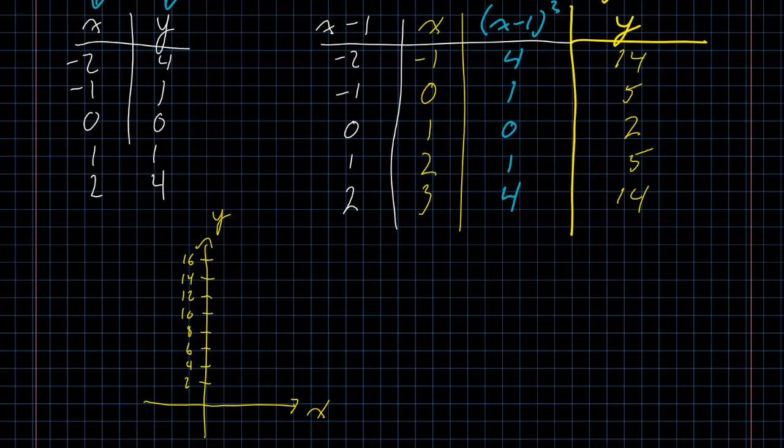I'll count my y values by 2. I'll count my x values by 1. And I'll switch away from yellow and maybe blue to plot these points. So -1, 14 is way up here. 0, 5 is right there. 1, 2 is right here. 2, 5 is about there. And 3, 14 is over here. Play a game of connect the dots. And we have a transformed parabola.